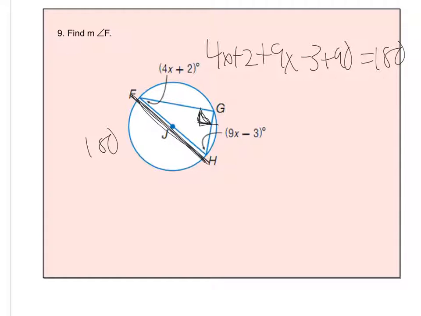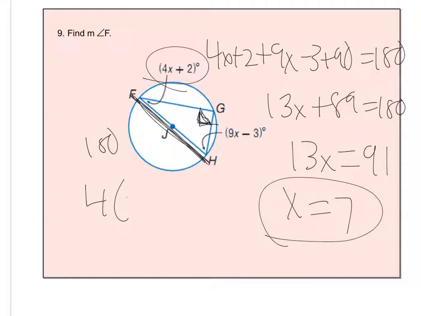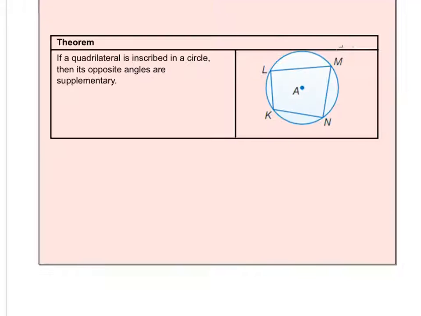So with a little bit of cleaning up, I can put this together. So that's going to be 13x plus 89 equals 180. So 13x, so 180 minus 89 is going to be 91. So divided by 13, x equals 7. So x equals 7, but they want f. So I need 4 times 7 plus 2. So that's going to be 30. So that's how big angle f is, right there, 30. That's kind of a special scenario.